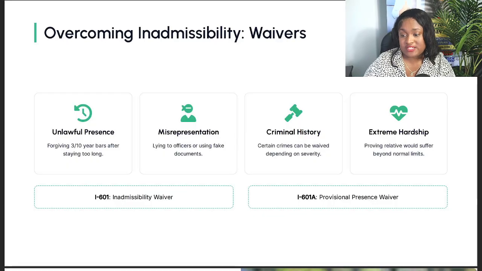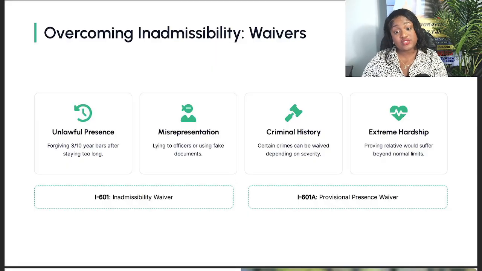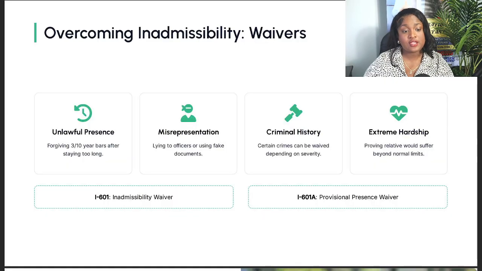The waiver can also apply if you have a criminal history or if you have extreme hardship. For those, you do need a lawyer to help you. If you committed a crime, if you lied to the U.S. consulate, or you have been here illegally, you need to talk to a lawyer so you can overcome those inadmissibilities through a waiver.